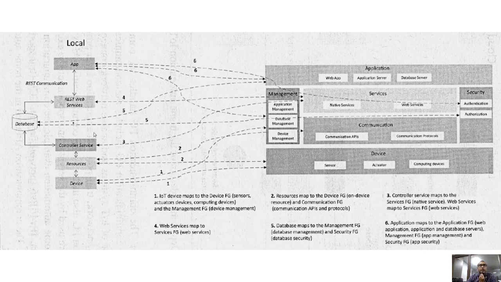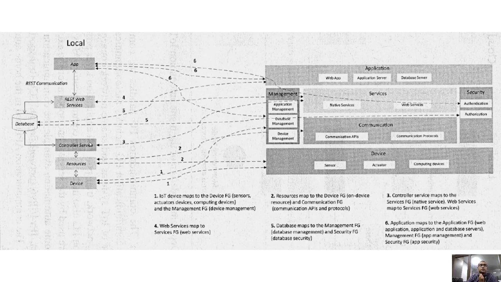So the level 1 IoT device has been mapped with the different functional groups. The device functional group has been mapped with the device and the resources, whereas the communication functional group is mapped with the controller service and the REST based web services. The management functional group is again mapped with the different resources on the device as well as the controller service. We have the security functional group, which is mapped with the application as well as with the database for the authentication and authorization.